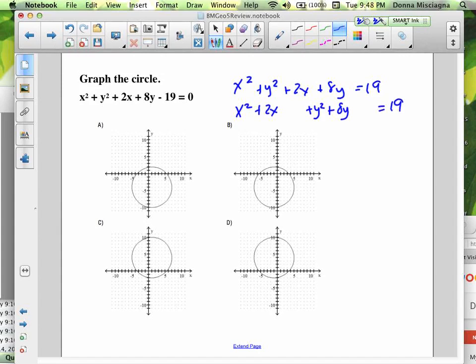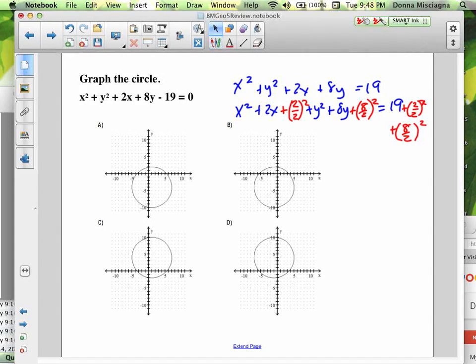Okay. So now we want to add that perfect number that makes this a perfect square, and that number is b divided by 2. Our b is 2 for the x's, so we're going to add 2 divided by 2 squared. To the y's, we're going to add half of 8. Our b is 8. So we have 8 divided by 2 squared. And if we add it to one side, we have to add it to the other. So 2 divided by 2 squared, and 8 divided by 2 squared.